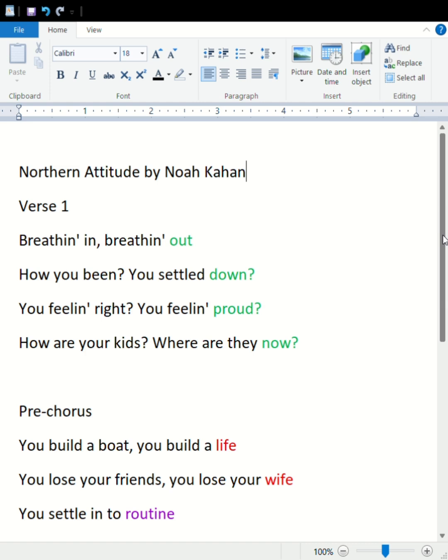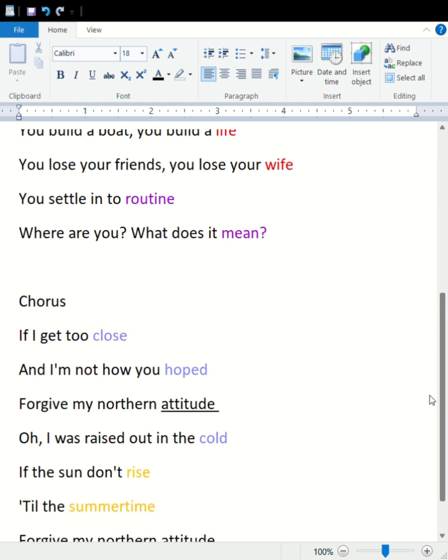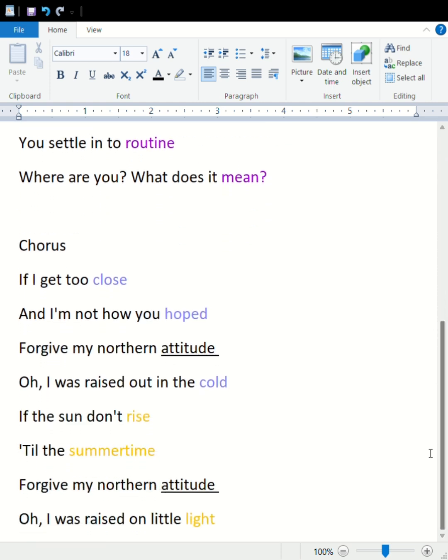You can see a similar pattern in the chorus, and it goes like this: if I get too close and I'm not how you hoped, forgive my northern attitude, oh, I was raised out in the cold. If the sun don't rise till the summertime, forgive my northern attitude, oh, I was raised on little light.